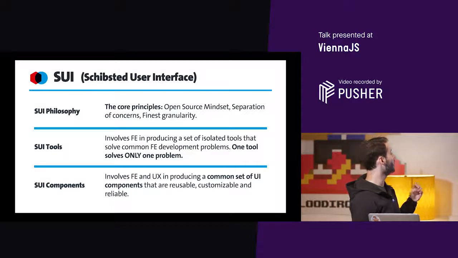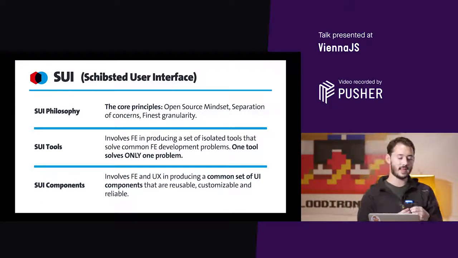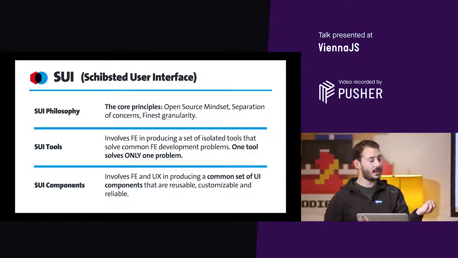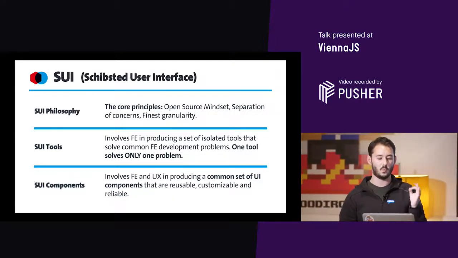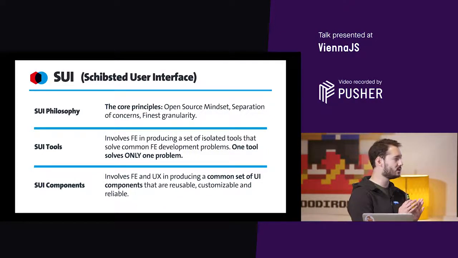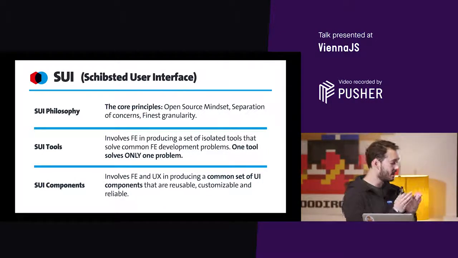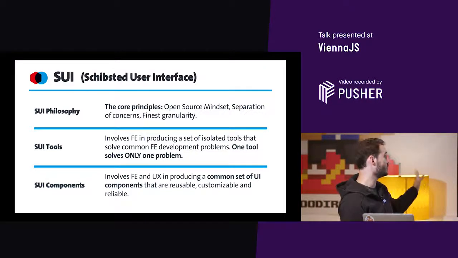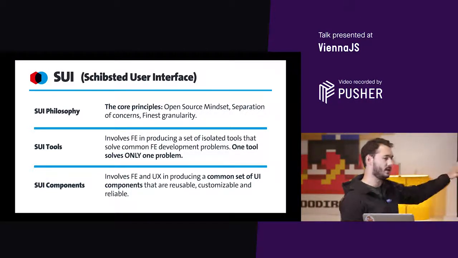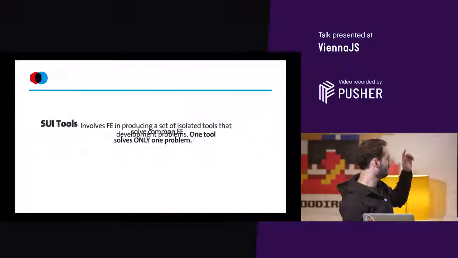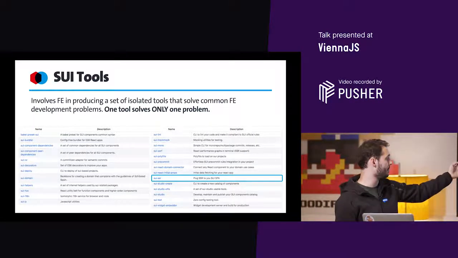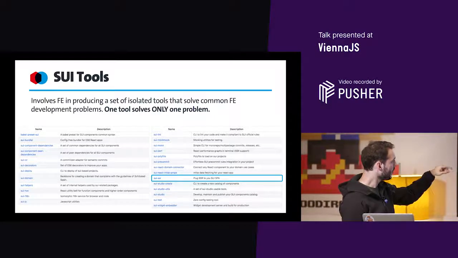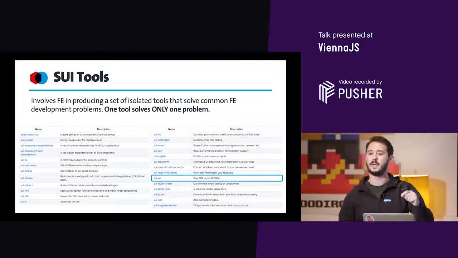So what is SUI? The philosophy of this open source library is separation of concerns. That means they have a bunch of tools that you can use, and one tool solves only one problem. There are no tools that solve different problems. They wanted to make separation of concerns and the finest granularity, so atomic tools. And they have some SUI components, which are purely front-end and user interface components. So about the tools, what I used in my application is SUI SSR, which is the server-side rendering for your single-page application in React.